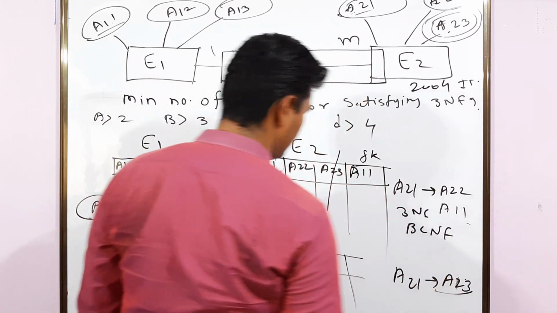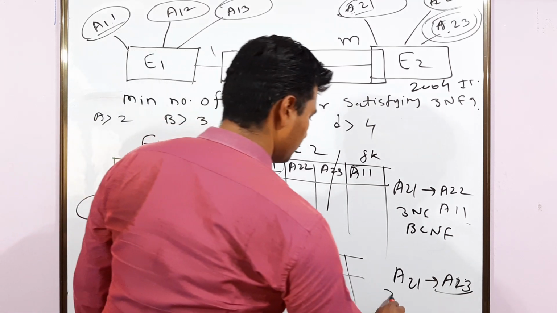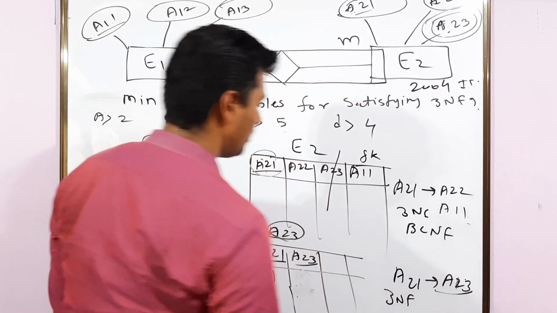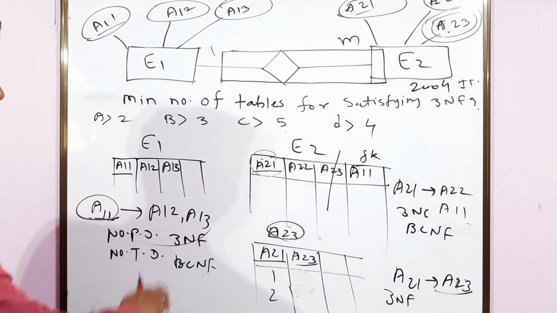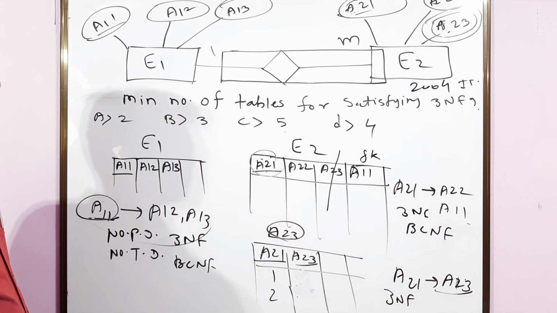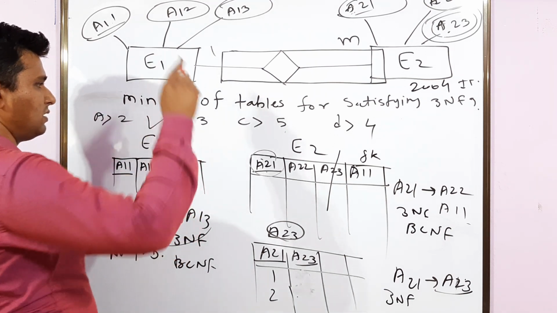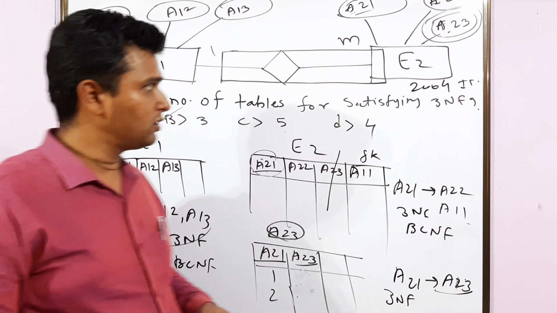Okay, and this table also is in 3NF. Okay, it is in BCNF as well, and you can say this is in 4NF. Now this way all tables are in 3NF. Okay, the decomposition is a 3NF decomposition, and that's why the minimum number of tables, the answer, is 3. Okay, so I hope you have understood this question.